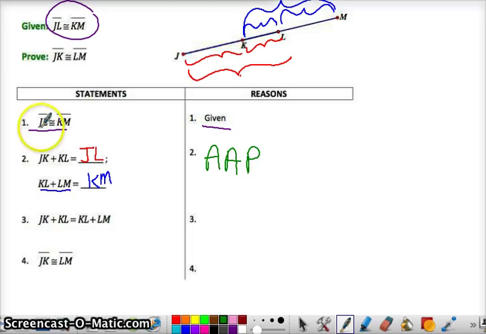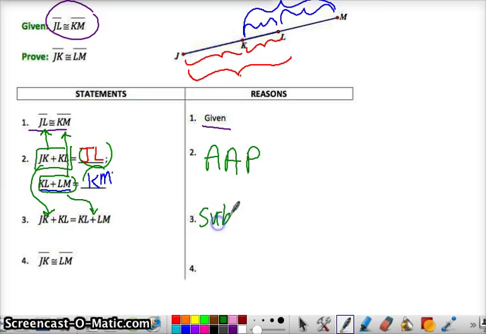Now, if we know that JL is congruent to KM, well, here's JL and KM. So if these two things are congruent to each other, then that means this part here is congruent to this part here because I'm just substituting in this part for JL and this part for KM and writing it on another line. So this is the substitution. The reason for this step is because we did substitution.